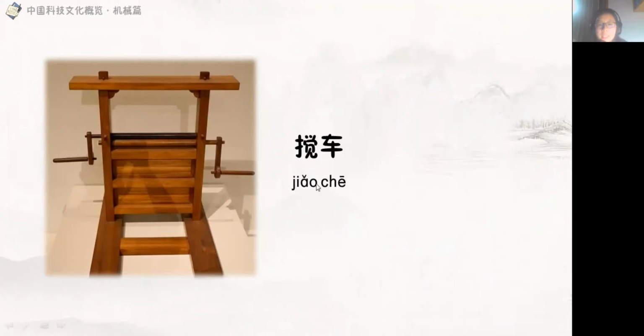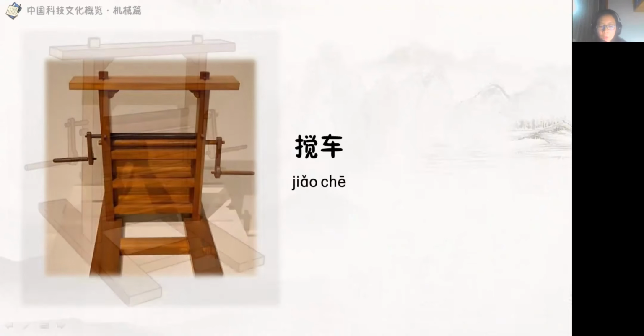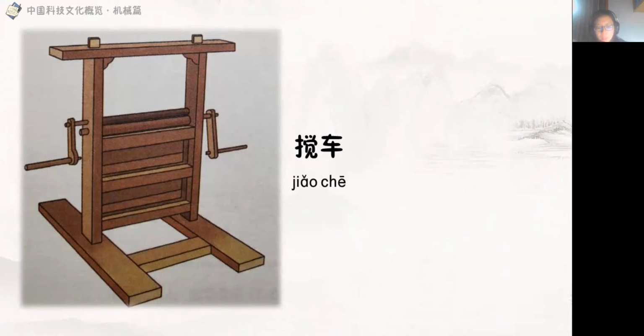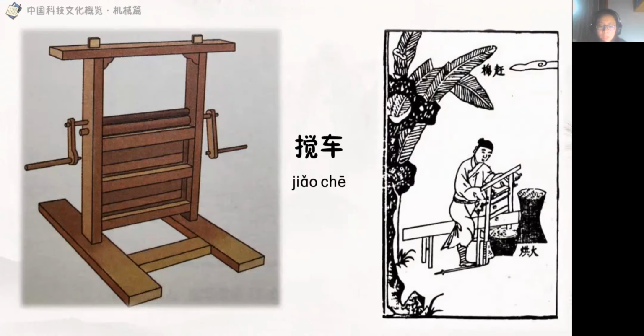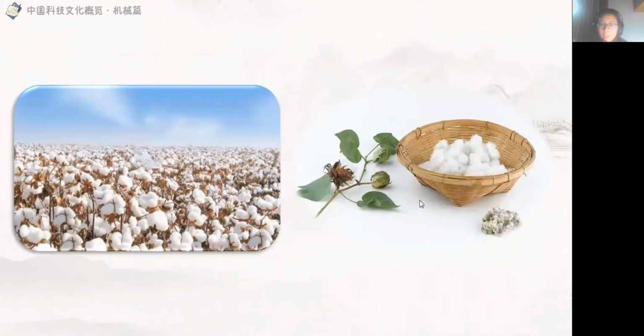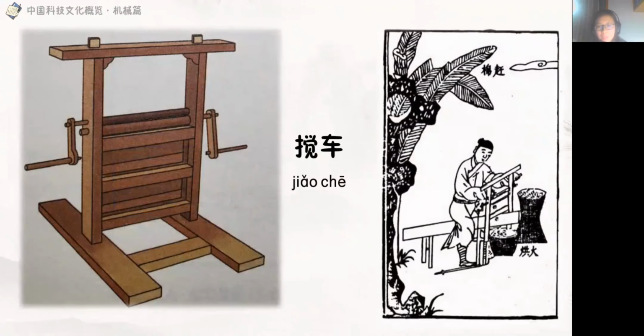This one is 脚车. Here is an old ginning machine. We say it's a gin. It's used to separate the cotton fibers. This white thing is what we need. This one is cotton fibers, and the seeds are what we don't use. 脚车.